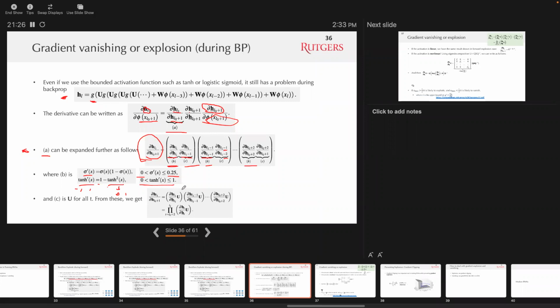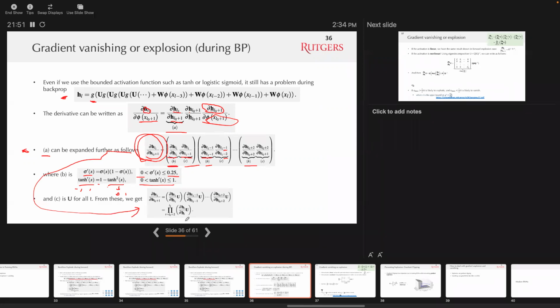So these term B's are bounded. Basically, you can rewrite this term in a more compact form into this equation, so it's going to be a lot of terms.